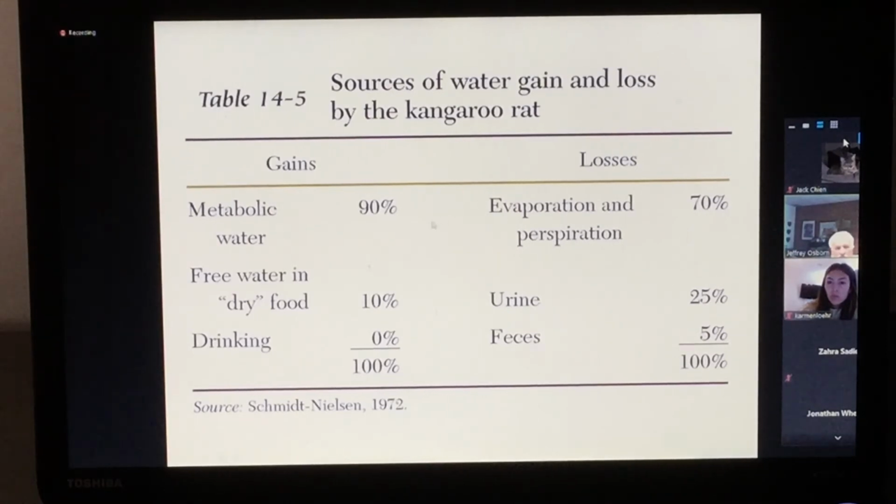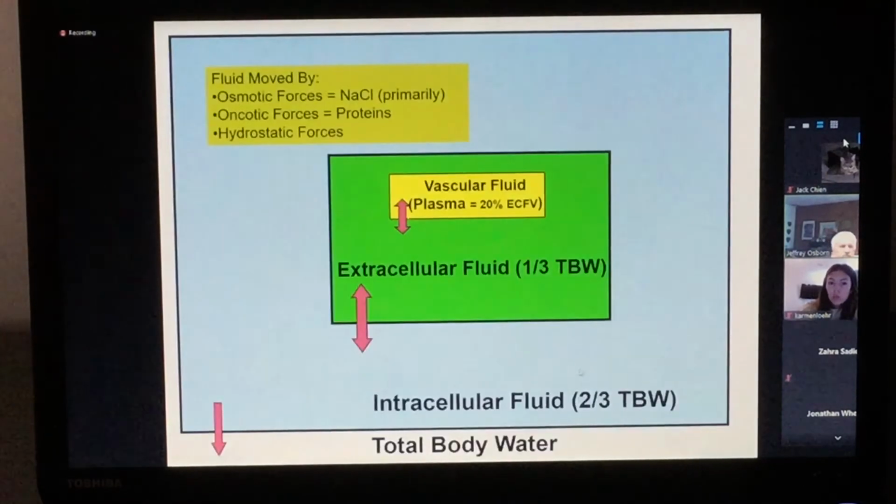So the amount of water we take in and the amount of water we lose every day have to be equal. They have to be the same. So our kidneys spend most of their time regulating and maintaining body fluid volumes through extracellular fluid and intracellular fluid.